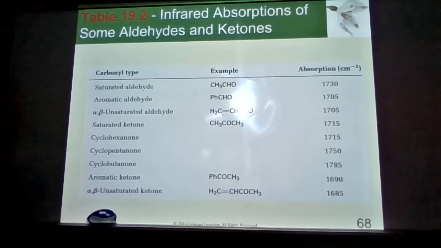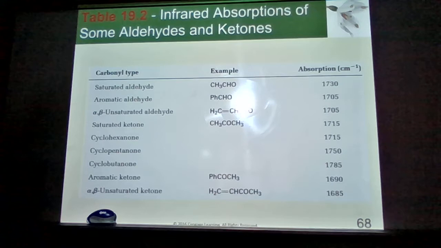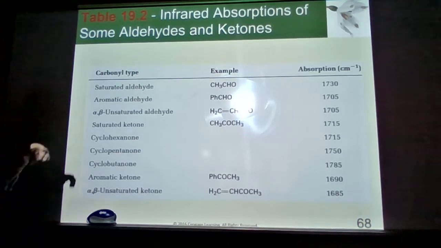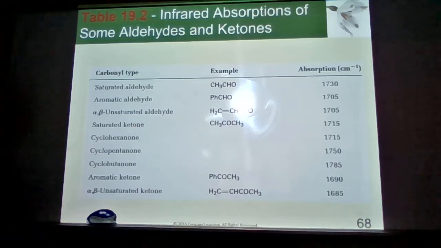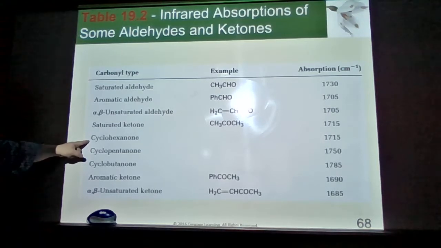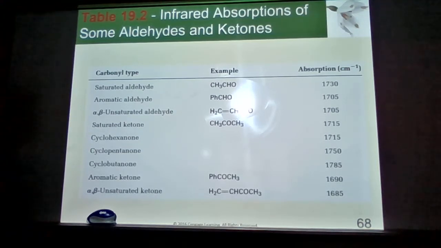Different regions of where aldehydes and ketones absorb, just depending upon what kind of environment it is. Saturated aldehyde about 1730, aromatic aldehyde about 1705, alpha beta unsaturated aldehyde 1705, ketones generally on the upper region at about 1750, cyclopentanone, cyclobutanone, aromatic ketone 1690, alpha beta unsaturated ketone about 1685.